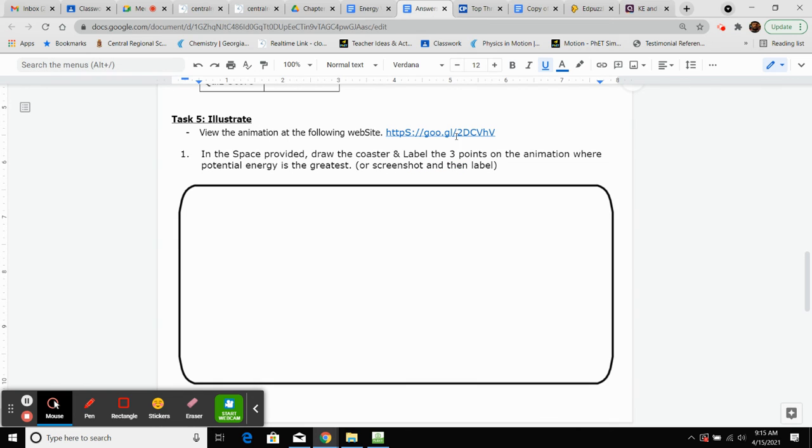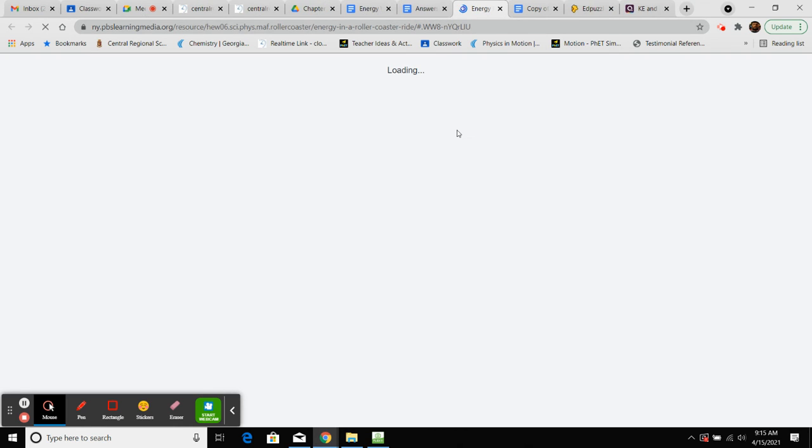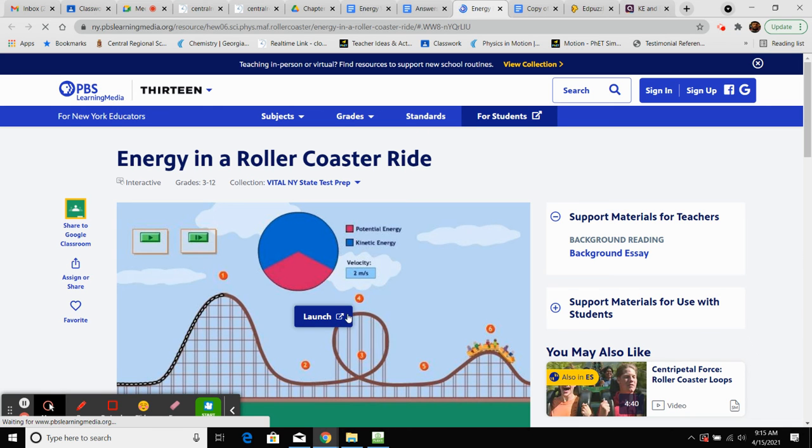For 5, you're going to illustrate this thing the best you can and label 3 points where the potential energy is the greatest. So instead of having to try and draw and sketch this, because that would be a real pain, we're going to screenshot it. So when you open that up, we can hit launch real quick.